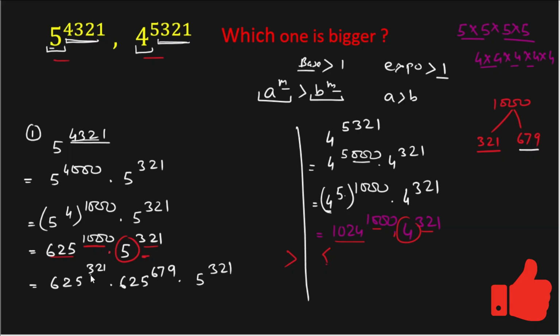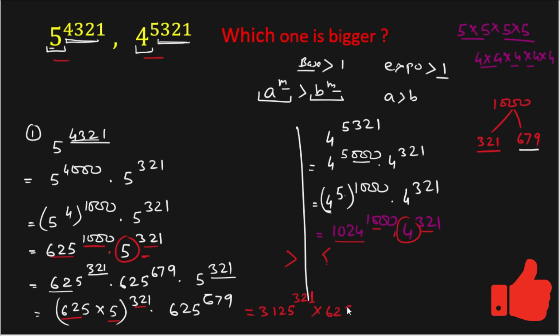Now the exponent is 321 and here also 321. So the exponent is the same, which means the power is the same, so we multiply the bases. So it is 625 multiplied by 5 with power 321, and the next term is 625 to the power 679. The multiplication of 625 and 5 is 3125 with power 321, multiplied by 625 to the power 679. Likewise we'll simplify the other expression also.